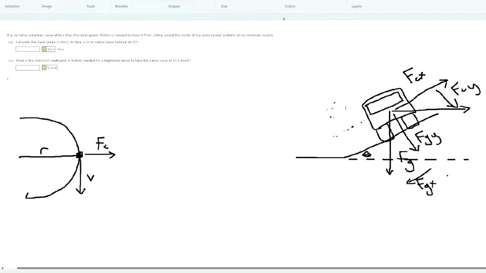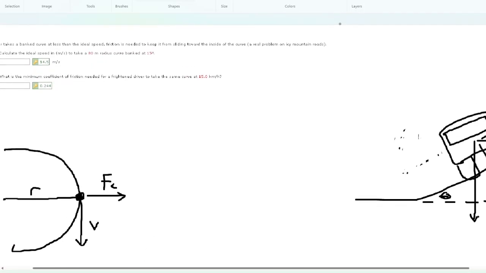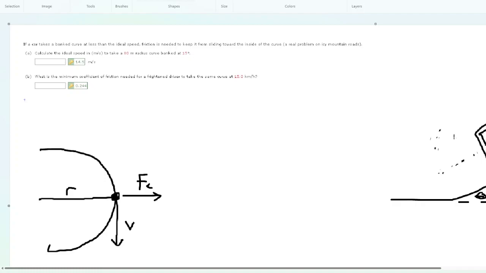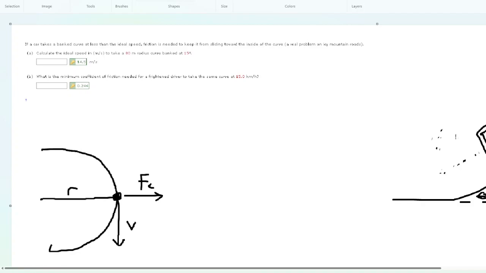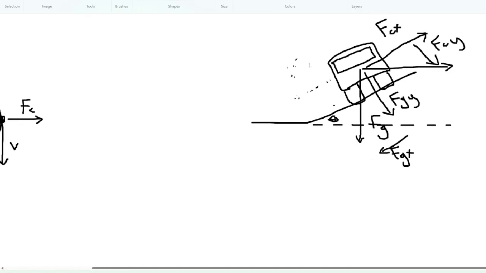Let's see, is there any other force going on here? Well, at this point, if they are equal, then there is no static friction, because, as stated right here, if it's taken at a speed that is less than ideal, friction is needed to keep it from sliding towards the inside of the curve. In other words, if it's taking a speed equal to the ideal speed, there is no friction required. Friction is not present in this system at this moment. You will have friction present when you're driving way too fast or way too slow.